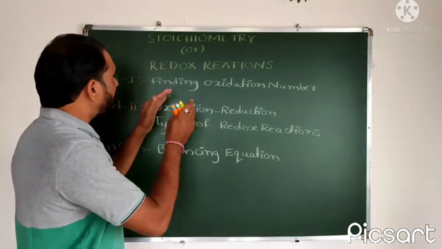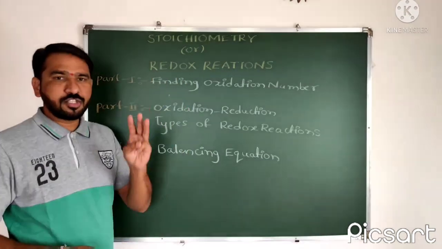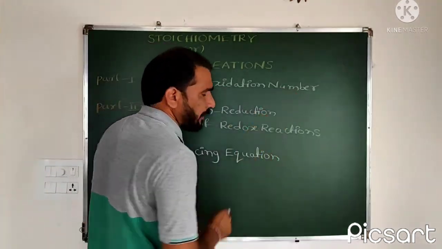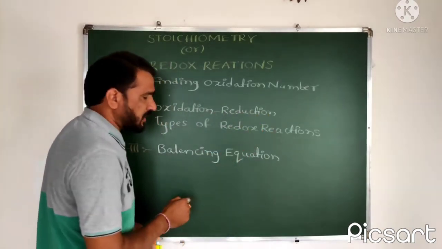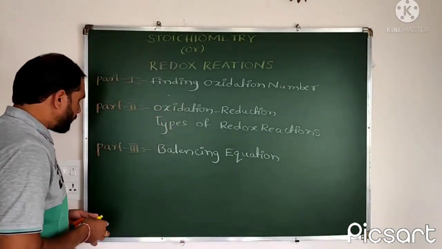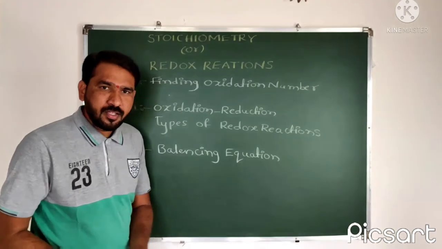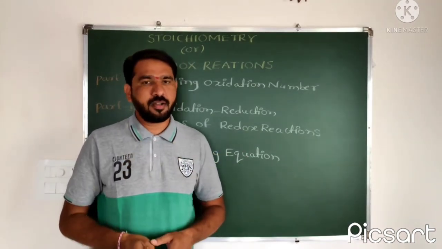Coming to the parts of this lesson, this lesson has three parts. First part, finding oxidation number. Second part, oxidation, reduction and types of redox reactions. Coming to part 3, balancing equation. This balancing equation topic is very important.